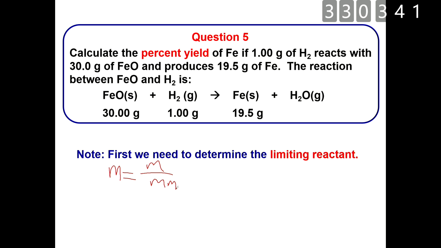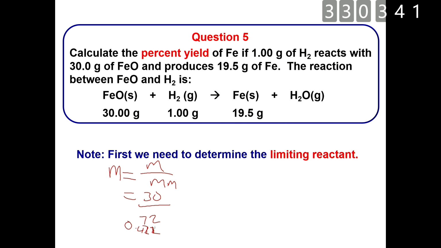30 over molar mass. Iron is 56. So 56 plus 56 plus oxygen is 16. 56 plus 16 is 72. What's the answer? 30 divided by 72. 0.4, okay, 0.42.